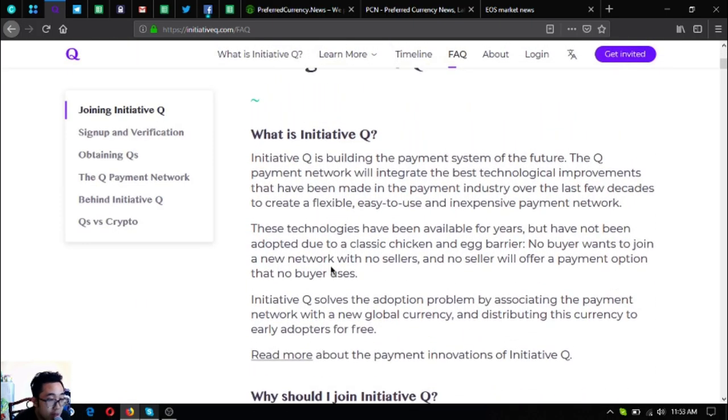Initiative Q is building the payment system of the future. This Q payment network will integrate the best technological improvements that have been made in the payment industry over the last few decades to create a flexible, easy to use and inexpensive payment network. These technologies have been available for years but have not been adopted due to the classic chicken and egg barrier. No buyer wants to join a new network with no sellers, and no seller will offer a payment option that no buyer uses. Initiative Q solves the adoption problem by associating the payment network with a new global currency and distributing this currency to early adopters for free.